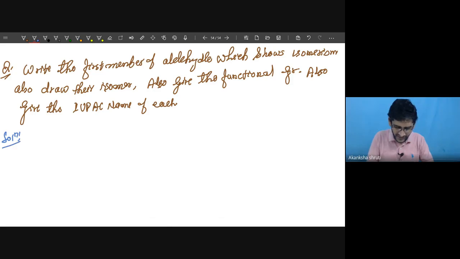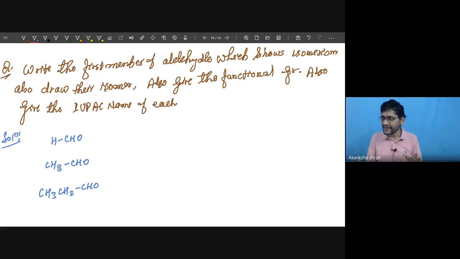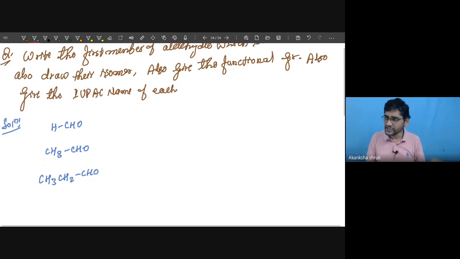Students, the simplest one is HCHO. It is like this one. The next one is CH3CHO. The next one, better to first write in this form, is CH3CH2CHO. The CHO will always remain at the end, at one of the terminals. The next one is CH3CH2CH2CHO.